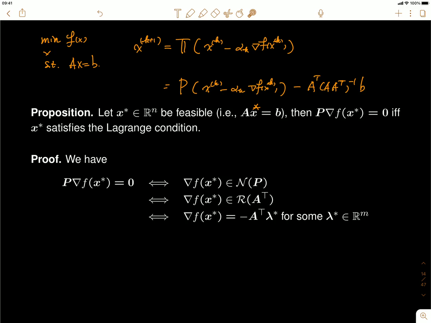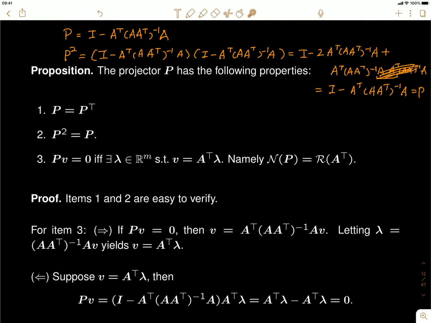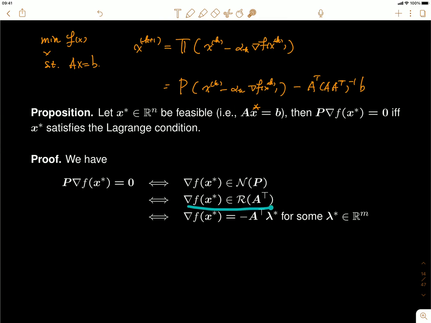Well, that means this is in the range of A transpose, because of the third property that we have here. So it's in the range of A transpose means that we can find some vector lambda such that A transpose lambda equals this, because it's in the range of that. So you can form this vector by making a linear combination of the columns in A transpose, meaning that you can find some vector lambda star such that when you multiply this by lambda star, you get back this. Well, let's take a negative lambda star instead of lambda star, then we get that.